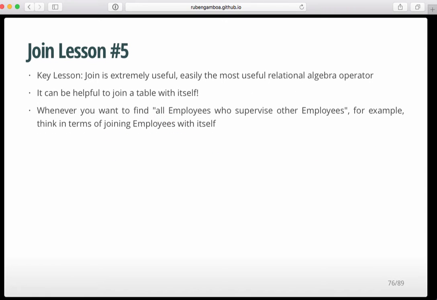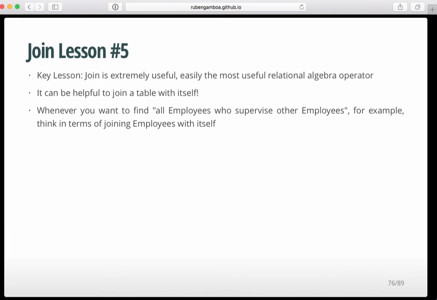Okay. All right. So here's something you should realize by now. Joins are extremely powerful. Okay. Easily the most powerful relational algebra operator. You should know how to use them. And you should let your imagination run wild. So can you join movies with itself? Yes. Should you join movies with itself? Yes. Why not? For example, I want to find all movies that came out in the same year.